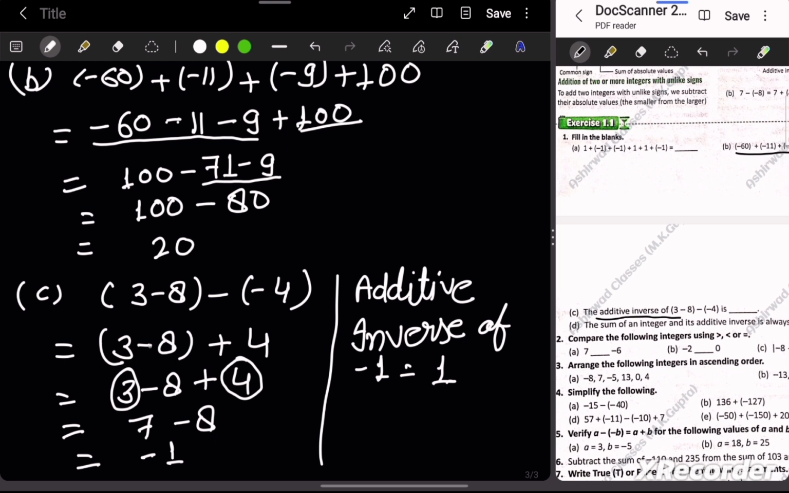Next part is the additive inverse of 3 minus 8, -4 and -4. So first the bracket: 3 minus 8 is so simple. Minus minus multiply is plus. Then 4: 3 minus 8 plus 4. First of all, sum the positive integers: 4 plus 3 is 7, and -8. Here the negative integer is greater than the positive integer, so the answer is -1. But we want the additive inverse. The additive inverse of -1 is 1.